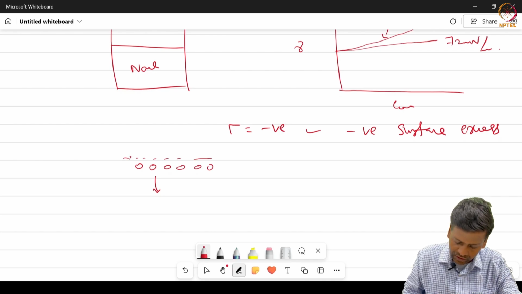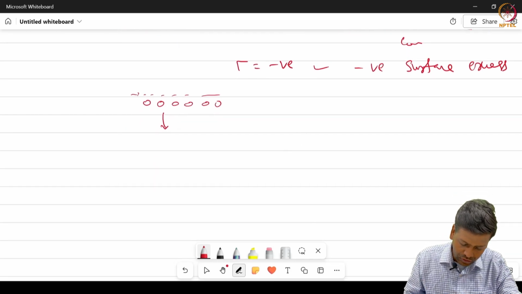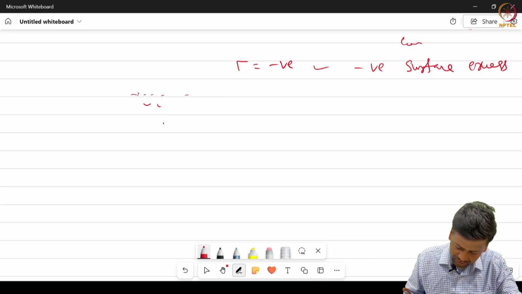So, that is why this solute molecule will lead to the negative surface excess, right. Right. So, now we have seen the positive and negative surface excess. Now, what is the consequence of this?